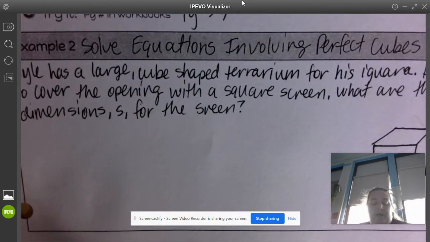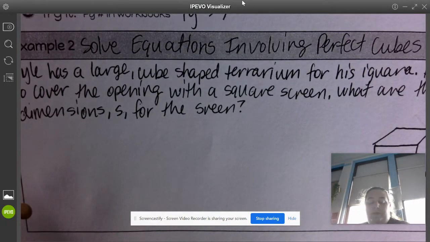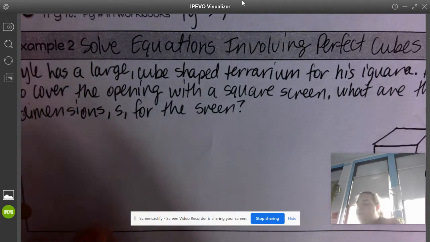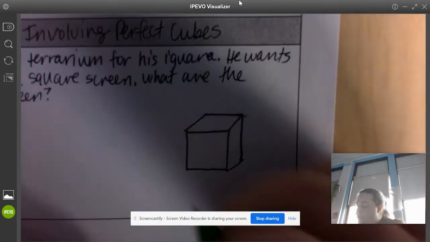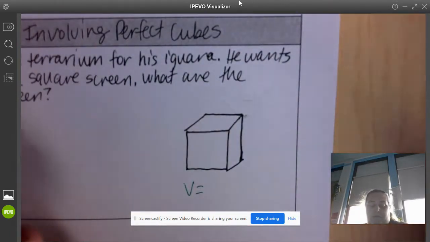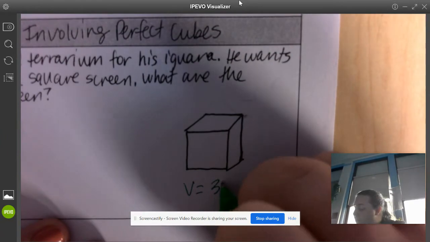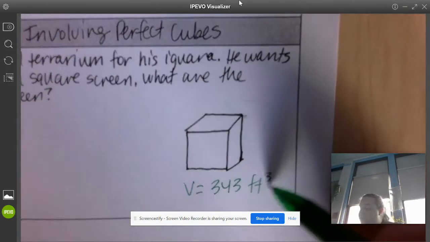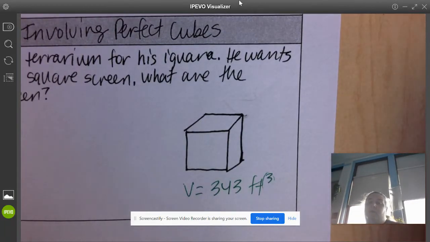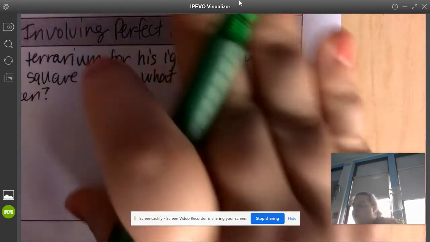So Kyle has a large cube-shaped terrarium for his iguana. He wants to cover the opening with a square screen. What are the dimensions for the screen? So for your knowledge, since I forgot to put this on the notes, the volume of this cube is 343 feet cubed. And once again, we want to use that 3 because we're talking about cubic space. We're talking about volume, and we're talking about a 3-dimensional object. So we use 3.